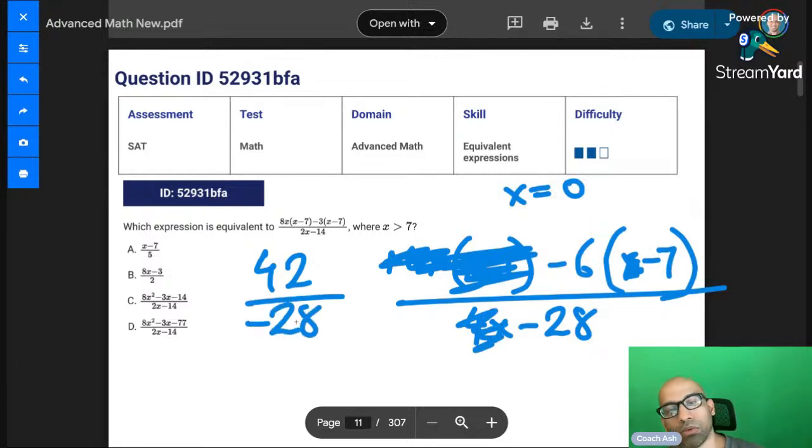So 42 over 28 with a negative sign. I'm going to float this negative to the top here. And then you can simplify this further. Let me share with you how you can simplify. 14 times 3 is 42, and 14 times 2 is 28, and you'll get the answer, which is negative 3 over 2. So this value, again, is negative 3 over 2, right?